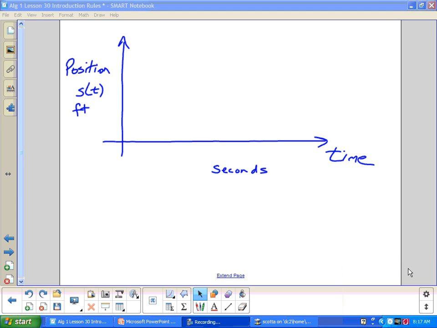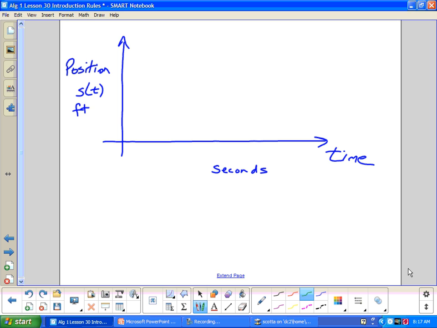Today we're going to talk about position, velocity, acceleration, all right? And we start with the position versus time graph to kind of think about this. If I put some position function, s of t, all right? Here's what's happening. I started at the origin, so at time 0, you're at position 0.